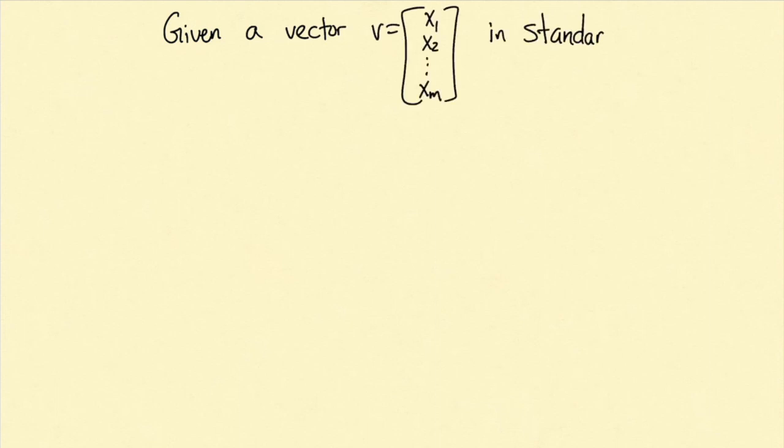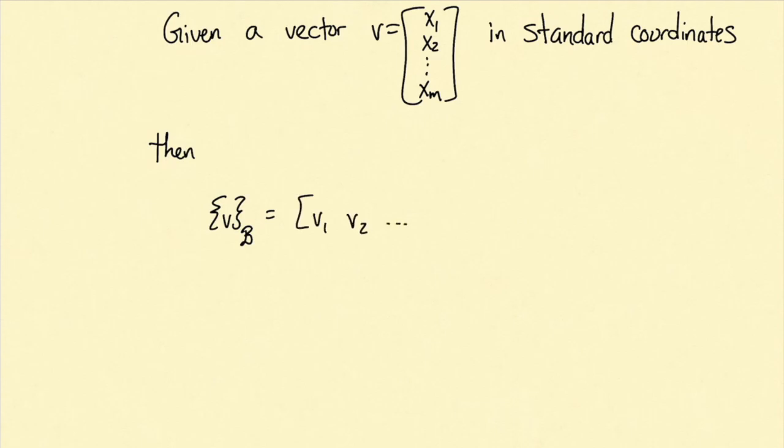So if we're given a vector expressed in standard coordinates, x1, x2, down to xm, then we can express this vector in the new coordinate system by simply multiplying this vector on the left by the inverse of the matrix whose columns are the basis elements. So this gives us the expression of our vector v in the new coordinates y1 through ym.